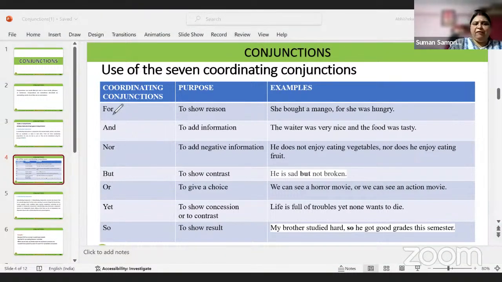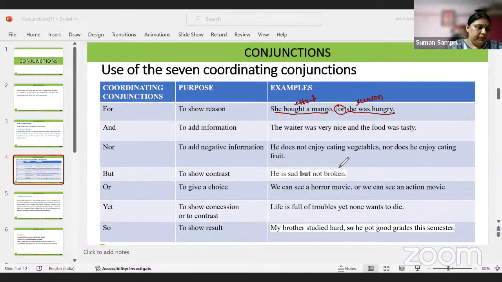So as you can see, "for" is being used to show reason. She bought a mango for she was hungry. Also watch out for the punctuation marks, where we are supposed to use any punctuation. So this is the effect, and this is the cause or reason. So "for" is used when you are writing about the effect and the reason behind it.